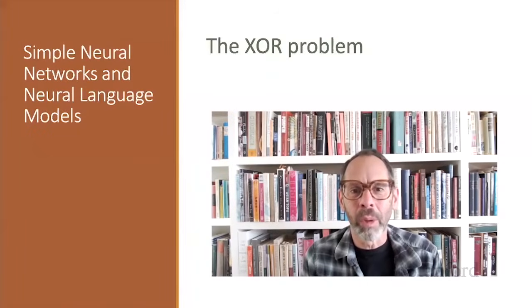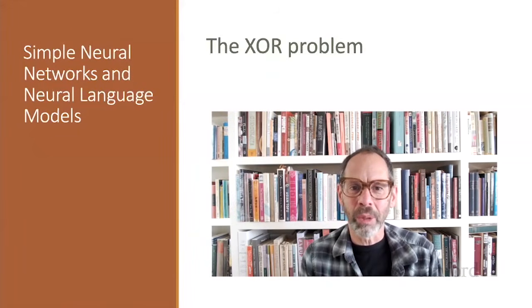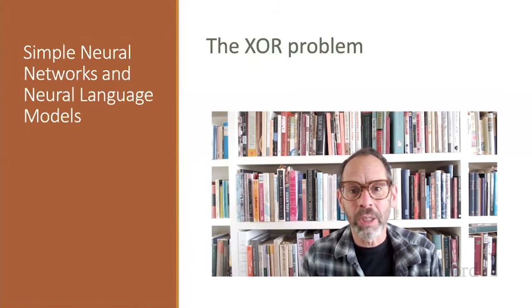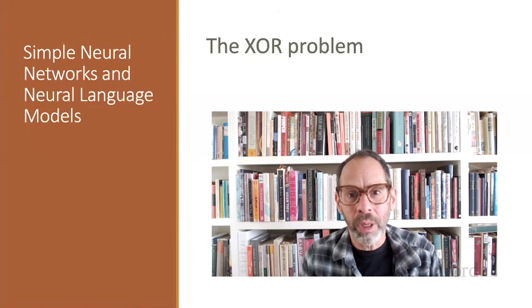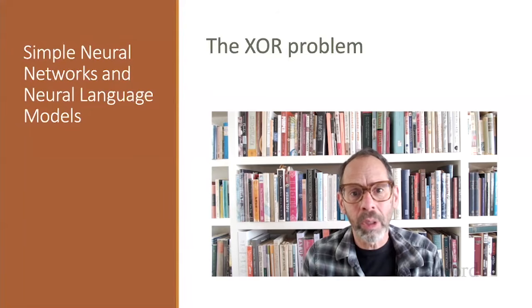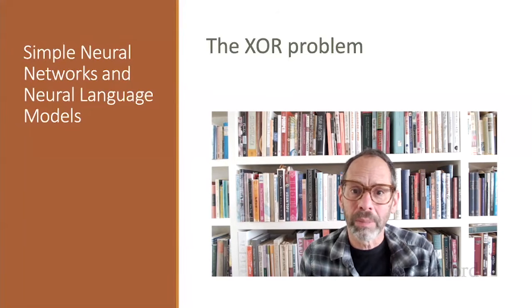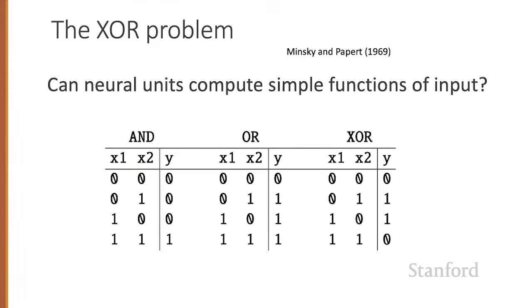The power of neural networks comes from combining these units into larger networks. One of the most clever demonstrations of the need for multi-layer networks came from the proof by Minsky and Papert in 1969 that single computing units couldn't compute some very simple functions of their input. Consider the task of computing elementary logical functions of two inputs, like AND, OR, or XOR.